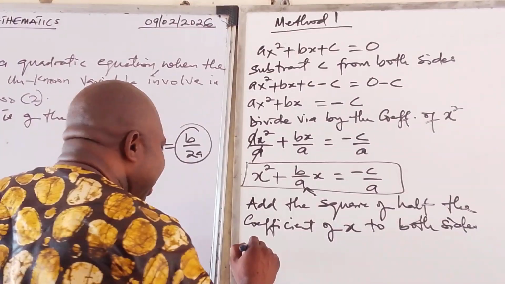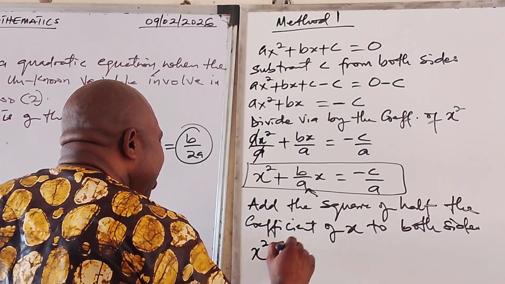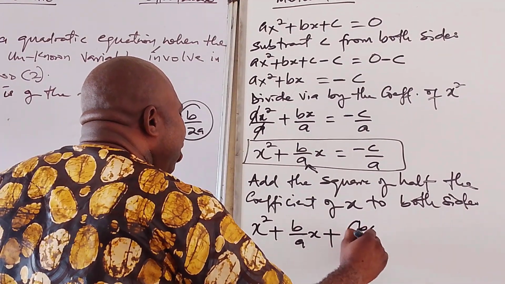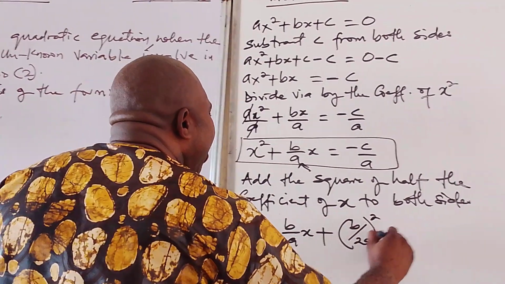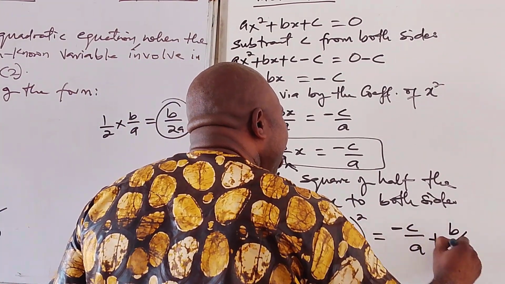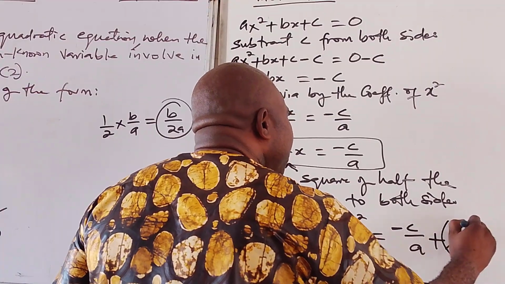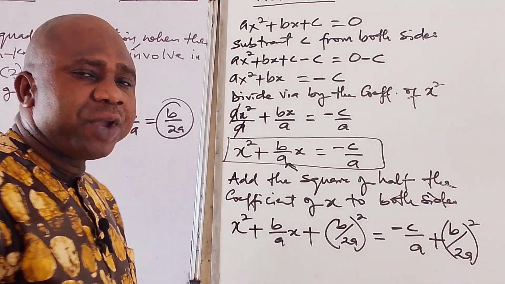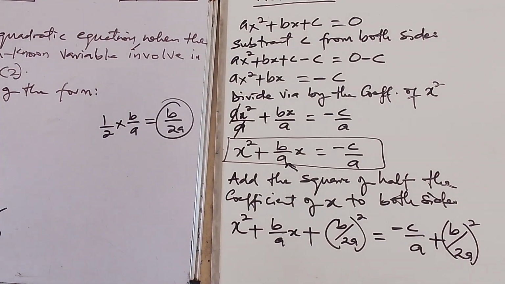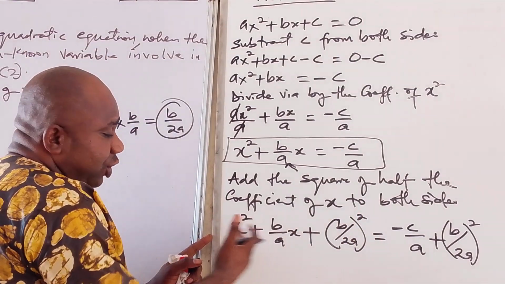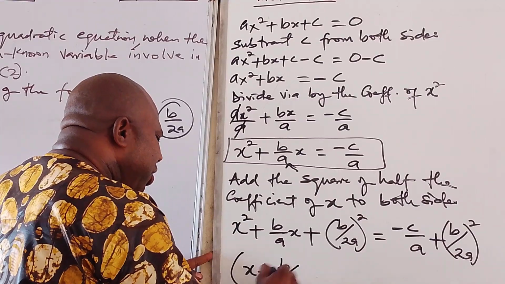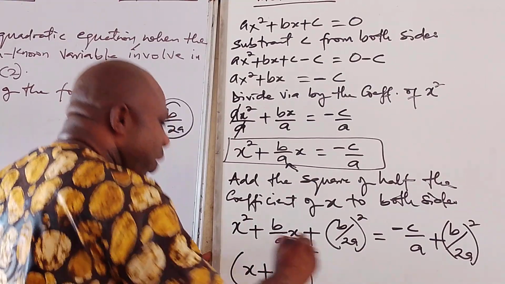So for the left hand side, we have x squared plus b all over a times x plus (b all over 2a) all squared, which is equal to minus c all over a plus (b all over 2a) all squared. As you can see, we have added it to both the left hand side and of course the right hand side. Looking at the left hand side, the whole of this expansion is the same thing as (x plus b all over 2a) all squared.